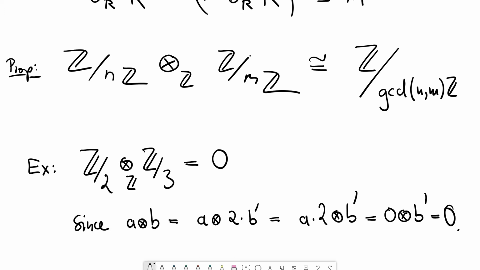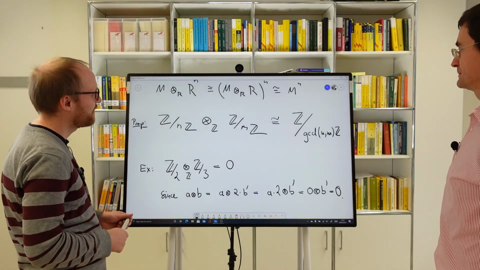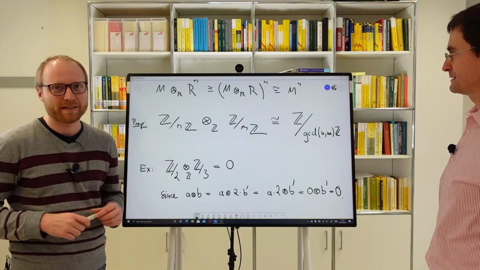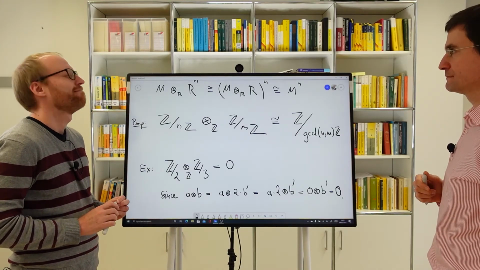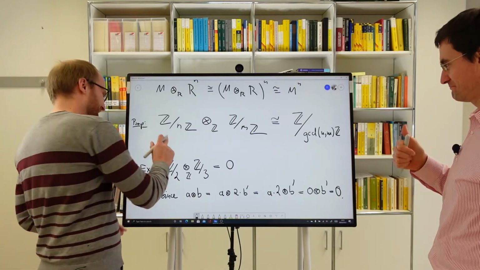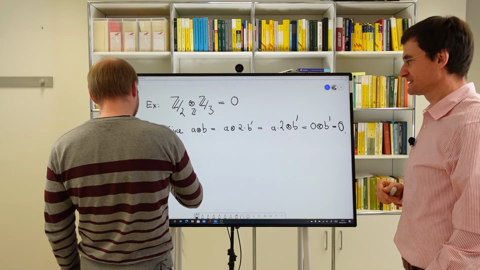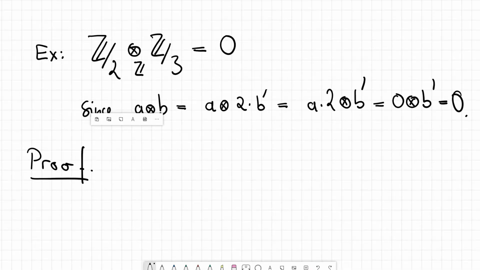Yeah, let's check this. So maybe the properties we've seen so far are not very useful for seeing this, but we know a little more about the tensor product. Namely, two videos ago, we showed that it's actually a right exact functor. And this can help now, so let's put this as a proof of the proposition. Namely, we can consider the following short exact sequence.